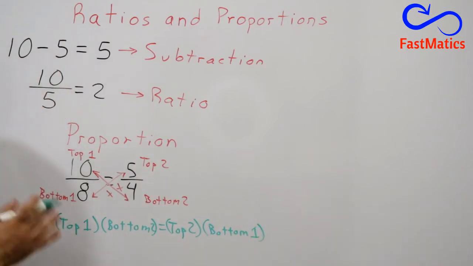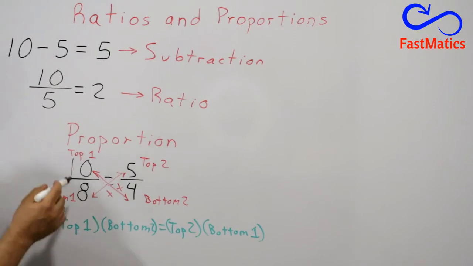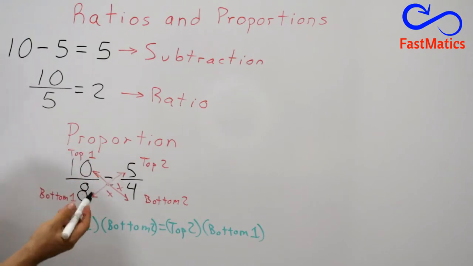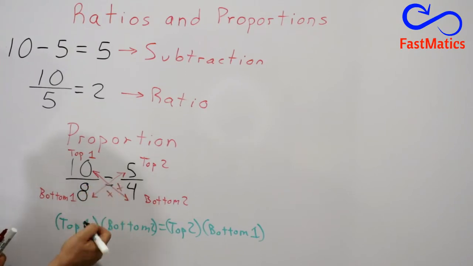This is a very important property. Here you can see 10 times 4, 40. 8 times 5, 40. Oh, that's great. And that is because we have equivalent fractions, equivalent ratios, and that is called a proportion.